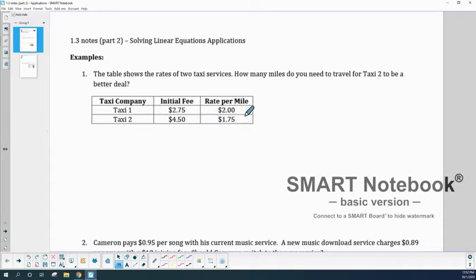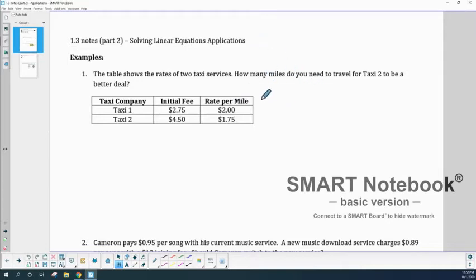So eventually, taxi 2 will be a better deal. But if you're just going to go maybe a shorter distance, maybe taxi 1 is a better deal. What we're going to figure out is when it's going to be the best point to switch to use taxi 2, like how many miles you would need to travel. Okay, so what we're going to do is set up an equation.